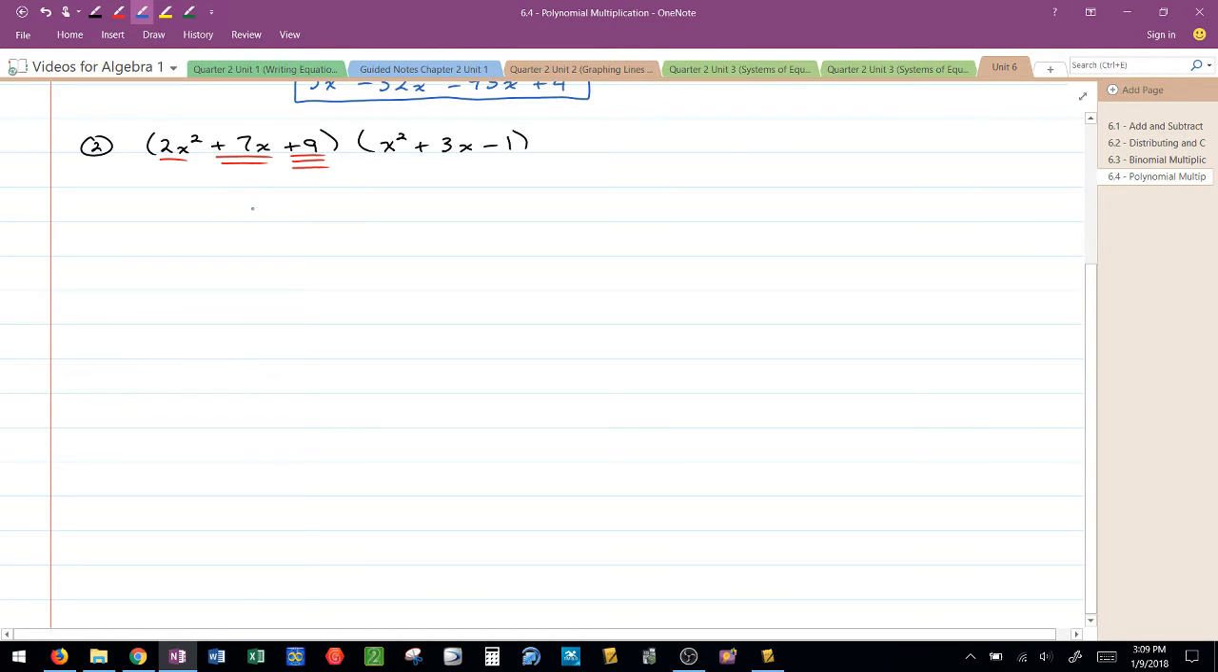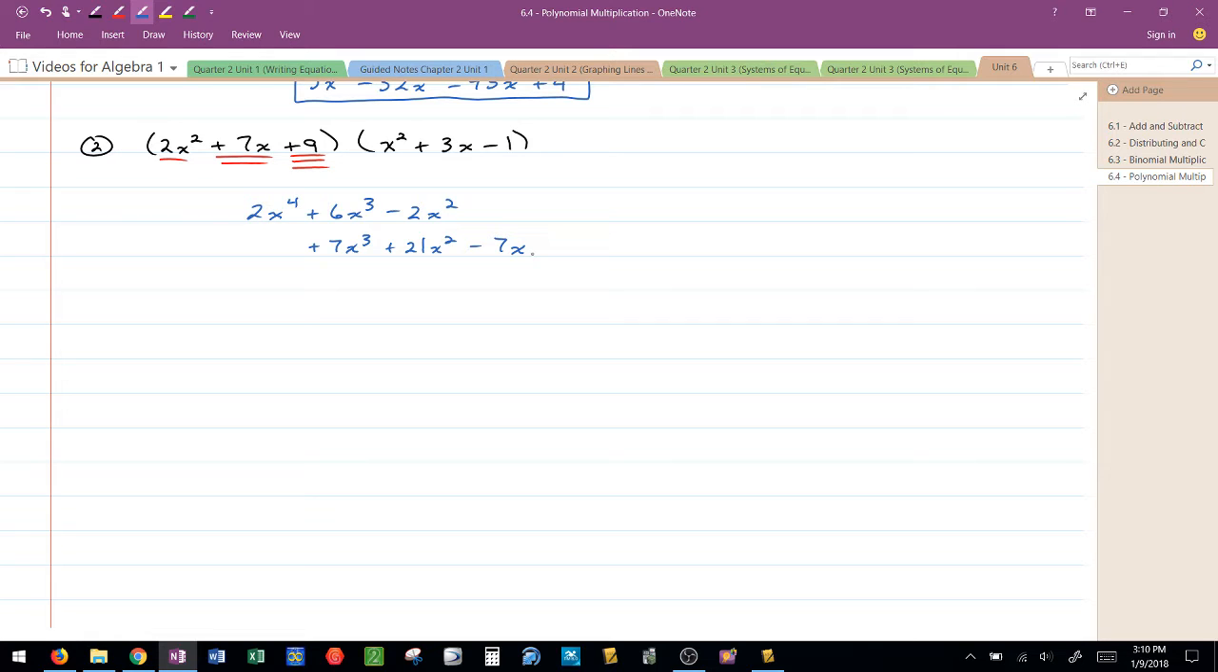Distribute 2x squared. I have 2x to the fourth plus 6x to the third minus 2x squared. That's the result that I get when I distribute the first term. Now when I distribute the 7x, let's see what I get. I get positive 7x to the third plus 21x squared minus 7x. And notice I put that negative 7x on the right because it doesn't have a like term that came from the first distributing.